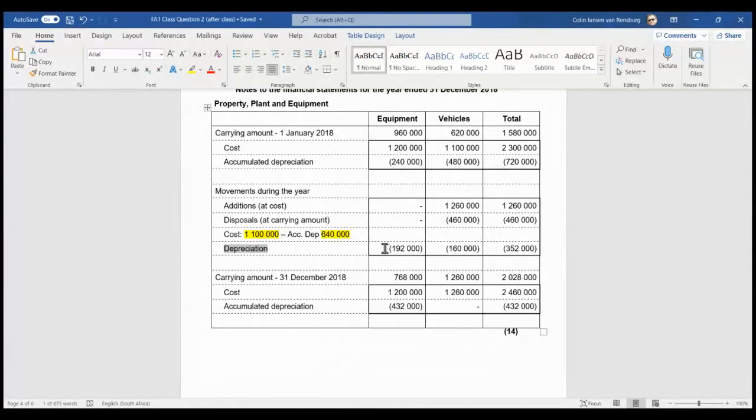Right, ladies and gentlemen, so now we have seen in our general journal that we debited depreciation by 192,000. We credited equipment accumulated depreciation by 192,000. Okay, so that was the only movement when it comes to equipment. That was the only movement.